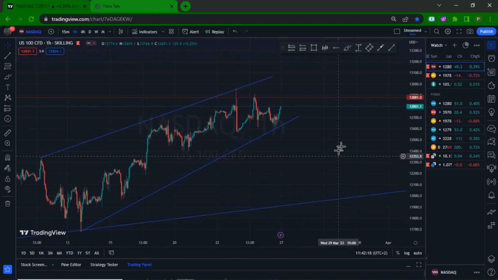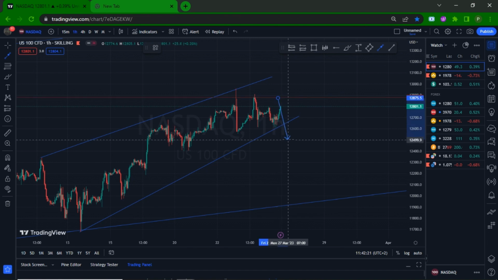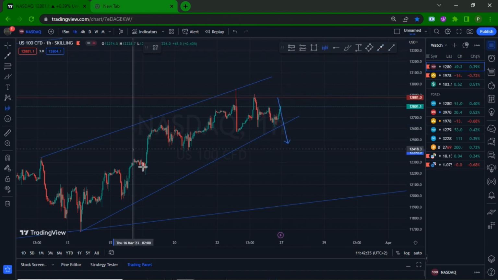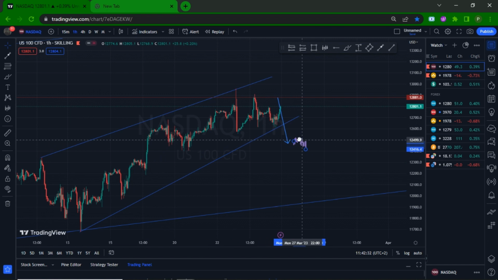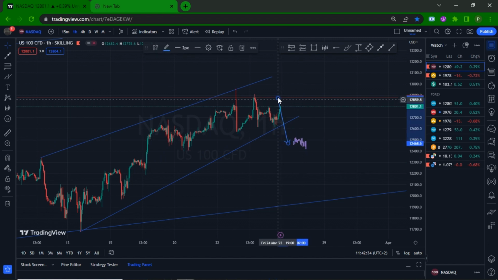Other traders may see it differently, but I would rather wait for price to either impulse down and then form a certain type of correction, something like this.